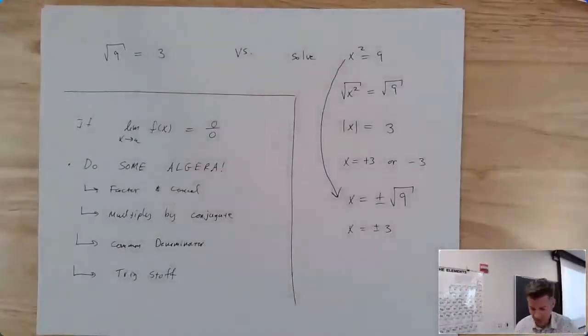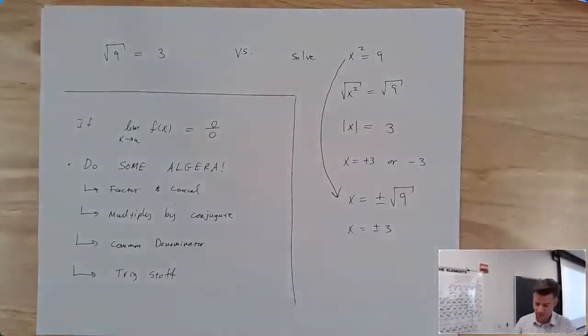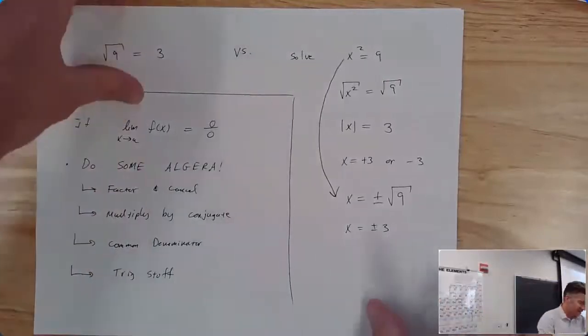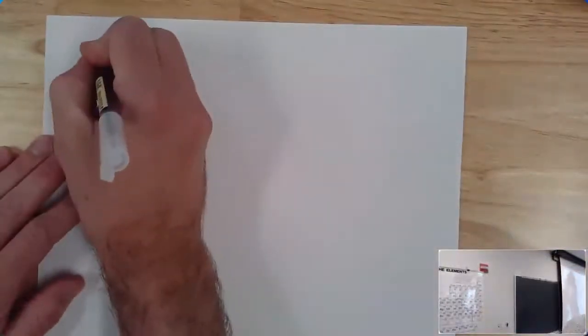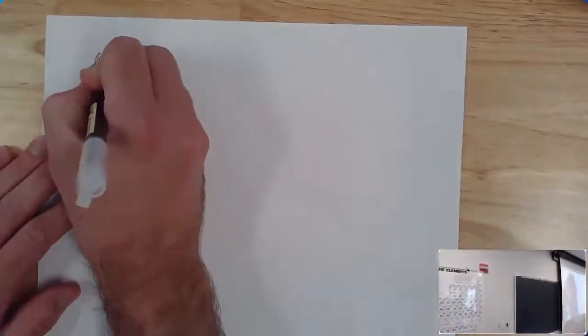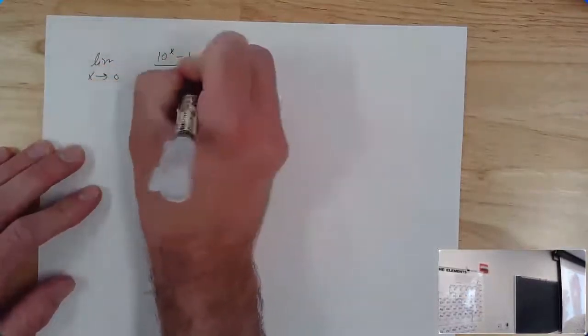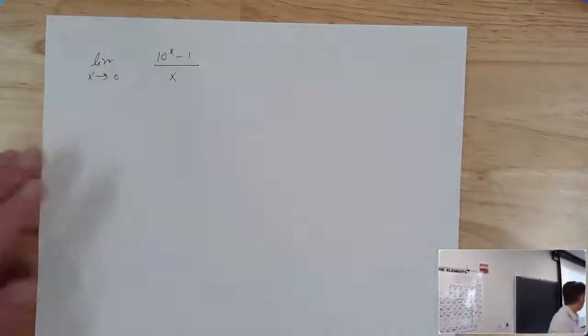Occasionally, though, you're stuck with something not so nice. Sometimes you get 0 over 0 limits and you can't really deal with them. There isn't a nice algebraic method to do it, like the following. Let's say we have the limit as x approaches 0 of 10 to the x minus 1, over x.